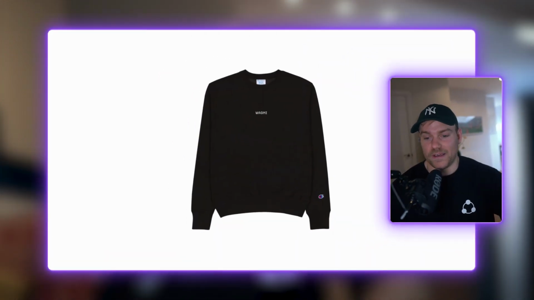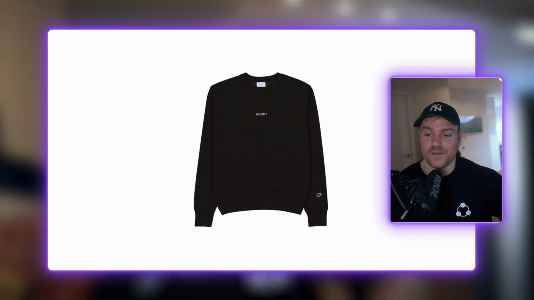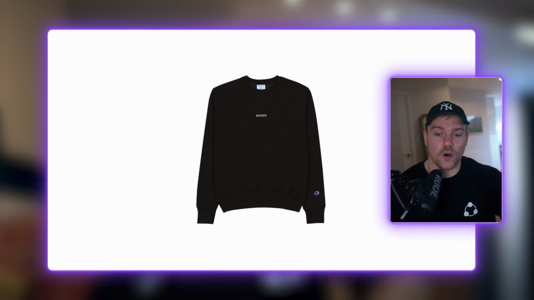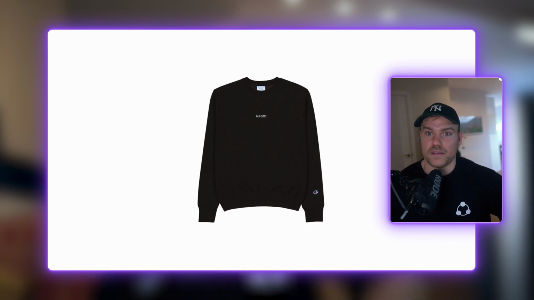So the first one here is the WAGMI cap that he dropped at the height of Cryptomania. May have got one myself. It was fun and playful, but completely on brand. And it's not just limited to visuals.